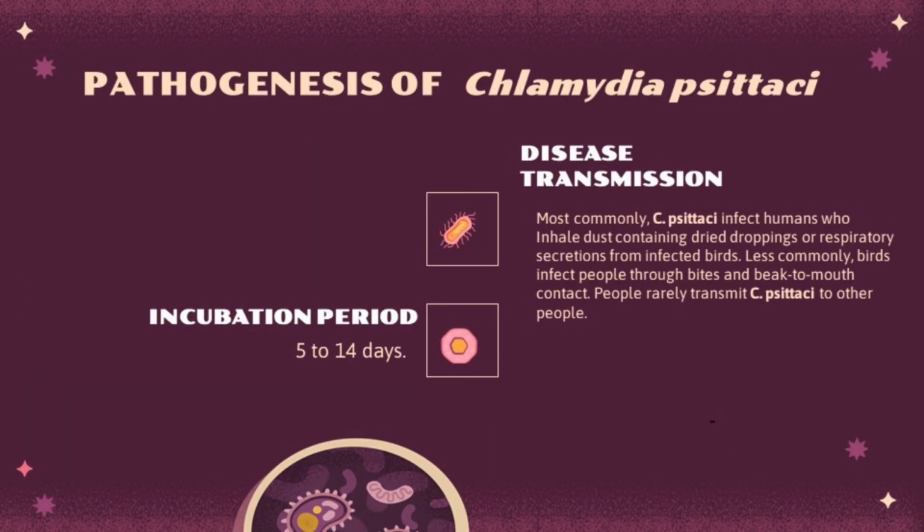Pathogenesis of Chlamydia psittaci. Chlamydia psittaci infects humans when they inhale dust containing dry droppings or respiratory secretions from infected birds. Transmission can occur through bird bites or beak to mouth contact. Human to human transmission of Chlamydia psittaci is rare. The incubation period is 5 to 14 days.